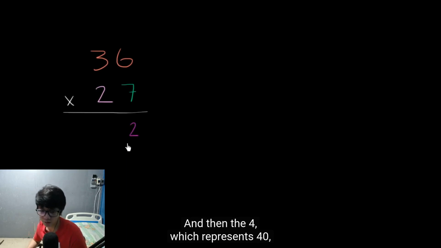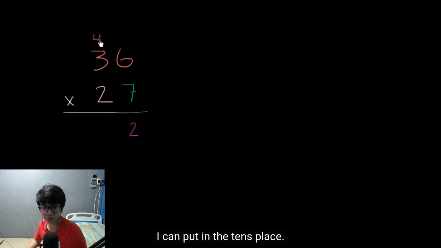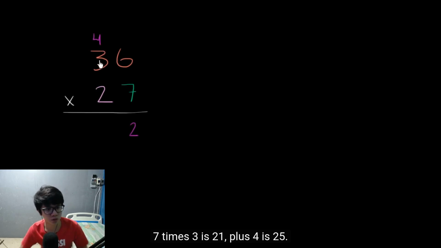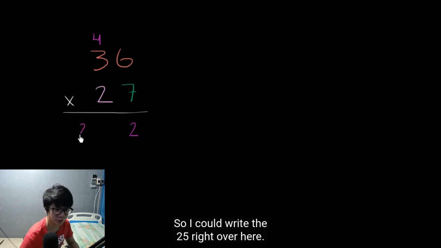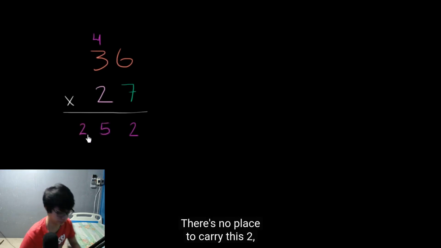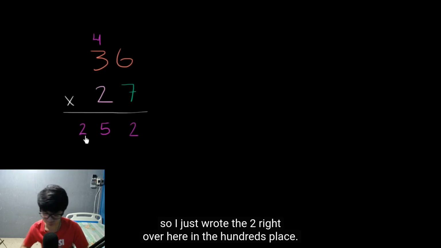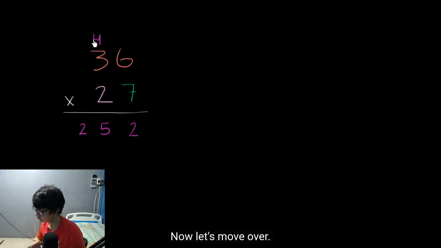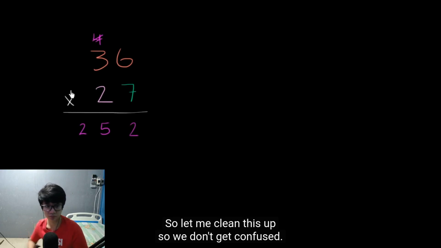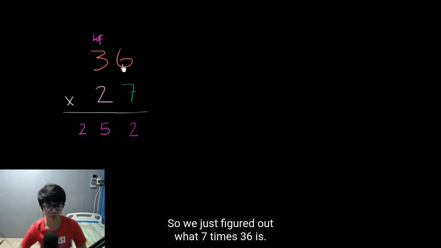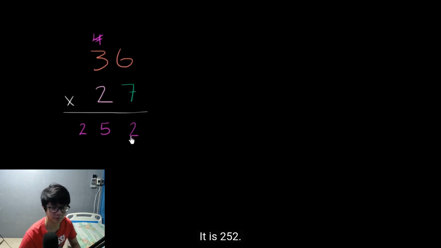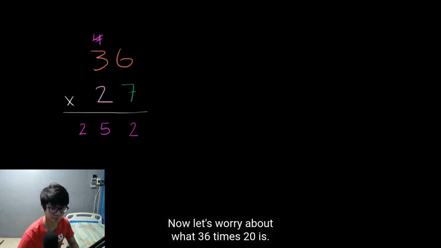And then the 4, which represents 40, I can put in the tens place. 7 times 3 is 21. Plus 4 is 25. Okay, cool. So I could write the 25 right over here. There's no place to carry this 2, so I just wrote the 2 right over here in the hundreds place. Now, let's move over. So let me clean this up so we don't get confused. So we've just figured out what 7 times 36 is. It is 252.